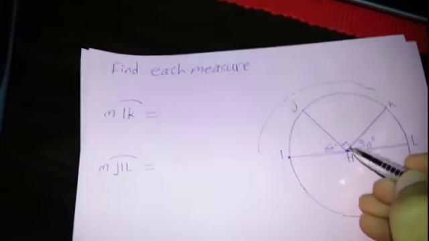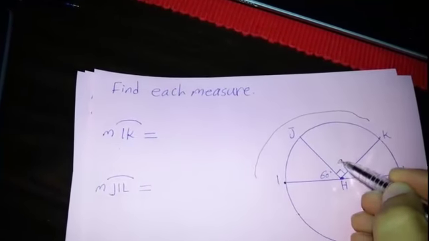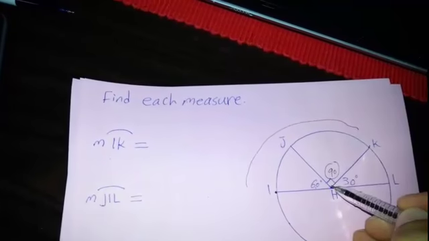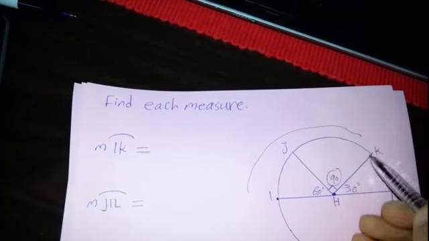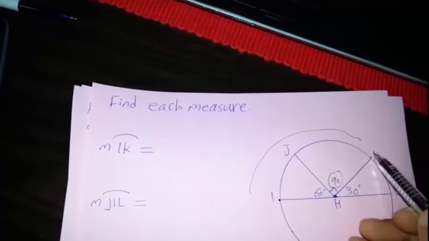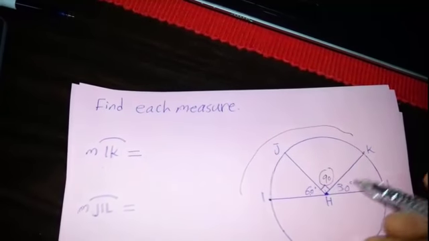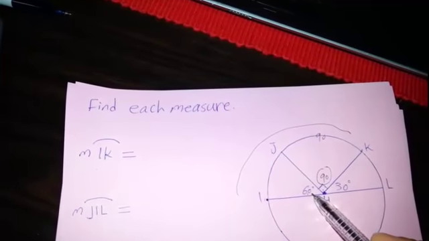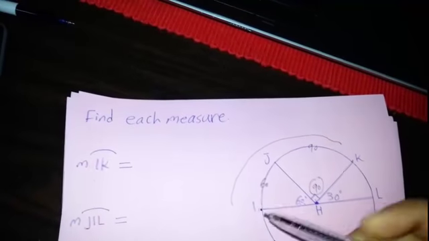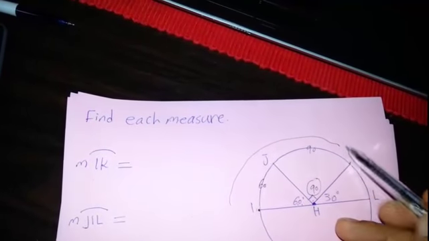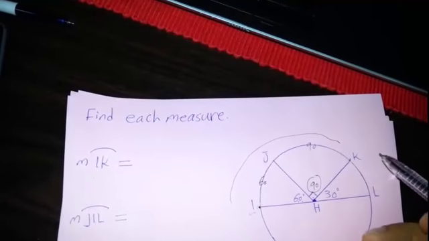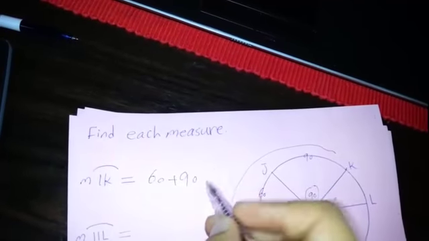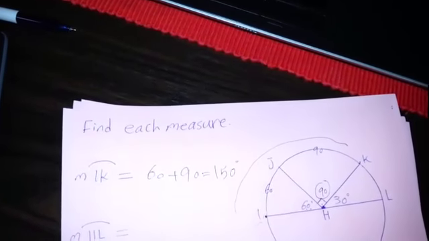Look here. This angle is 90. This sign means it's 90. And this angle is 60. The central angle is equal to the subtended arc. So the arc JK is equal to the central angle, which is 90. And this arc IJ is equal to the central angle, which is 60. So the measure of the arc IK, all of this, will be 60 plus 90, which is 150. Okay?